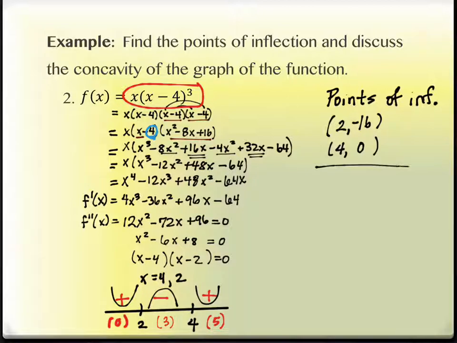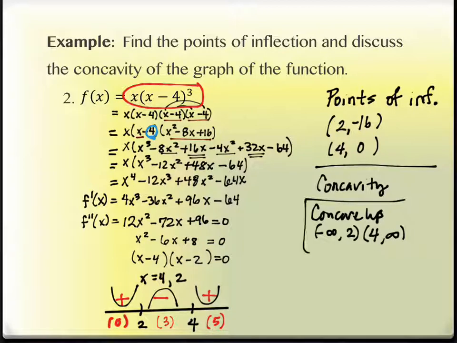And then I have concavity issues, right? So what about the concavity? Where does the concavity, what does it do? Well, I have negative infinity to 2. And what's it doing from negative infinity to 2? It's concave up. It's opening upward. Yeah, so my concavity, let me just shift this down a little bit. This is going to be concave up, negative infinity to 2, and then where else? 4 to infinity. Yep. So that's concave up.